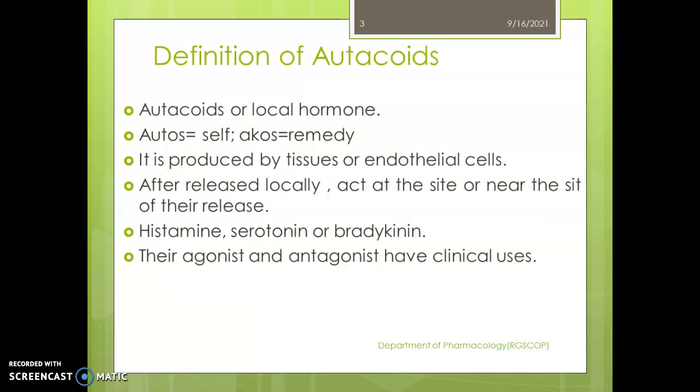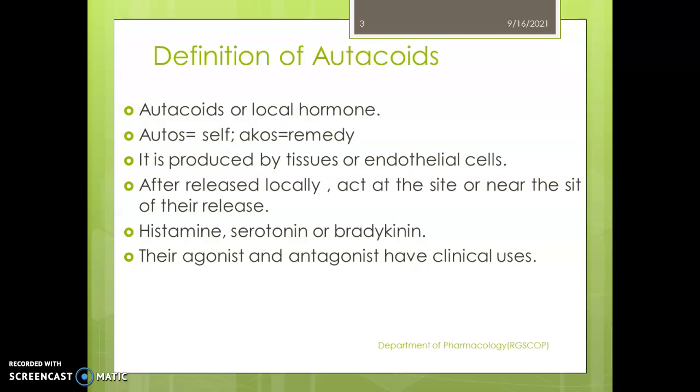So, autocoids, what do we mean by autocoids? Autocoids are basically local hormones. It is a Greek word. If we break the word, autos means self, and akos means remedy. So, self remedy. It is produced by tissues or endothelial cells.